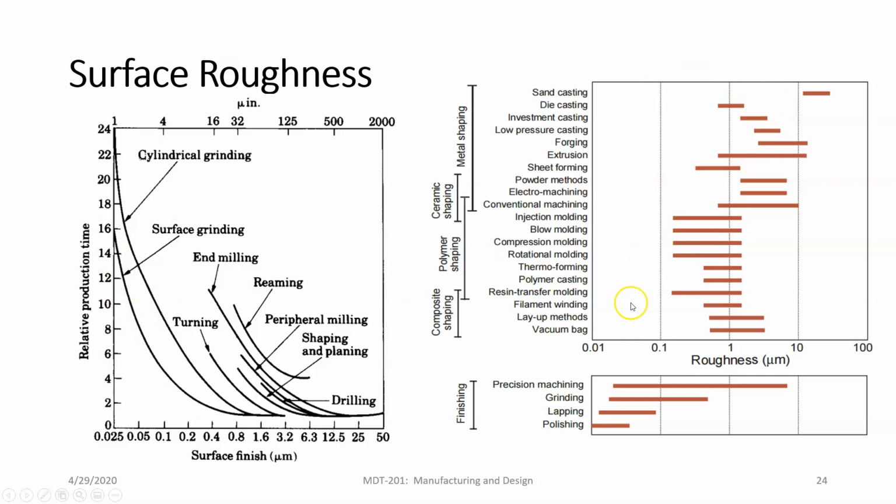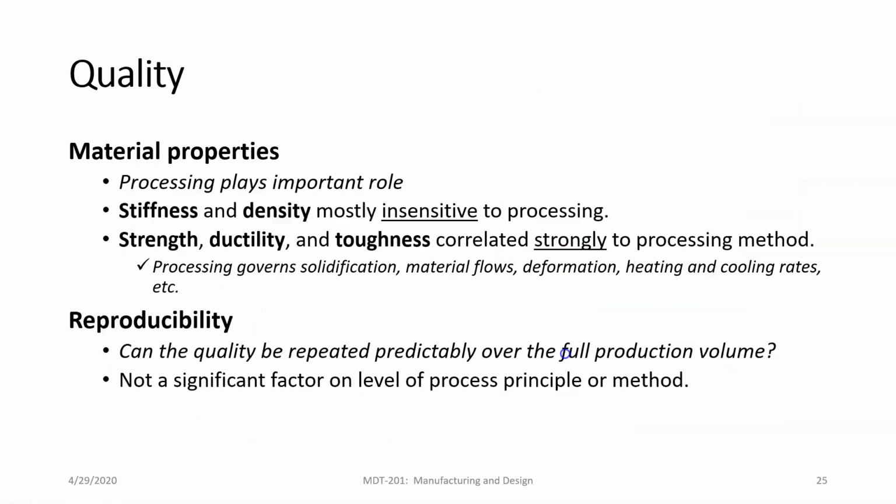On the right-hand side, our table here is going to be very similar to the tolerance table, because roughness and tolerance are directly related to each other. Sand casting up here is a much rougher surface versus something like injection molding, blow molding, compression molding. And then when you get down into the finishing operations, these are our secondary processes, and these are going to give a much higher quality surface finish, lower surface roughness.